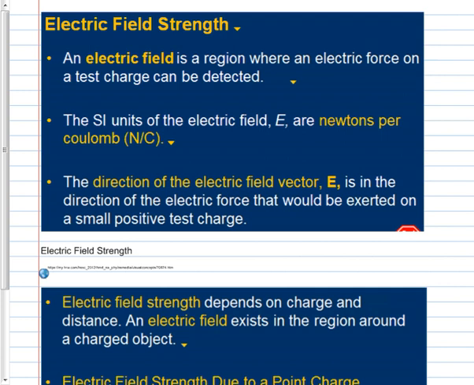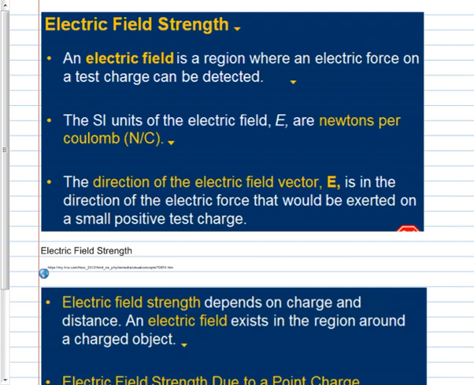Electric field strength. So we know electrical forces exist in a field, just like gravity does. In fact, we're going to be able to compare some of our understanding with gravity to electrical things and hopefully help make the electrical things clear. They behave like gravity in some ways. So what's an electric field? The region where an electric force on a test charge can be detected.